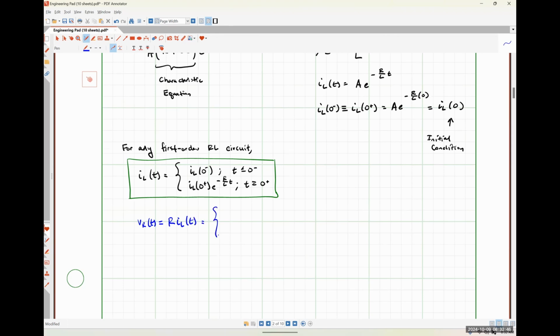So that would be whatever VR is at 0 minus for t less than or equal to 0 minus. And it would be whatever the voltage drop across my resistor is at 0 plus, e to the minus R over L times time, for t greater than or equal to 0 plus, where this is nothing more than R times IL at 0 plus. Okay.